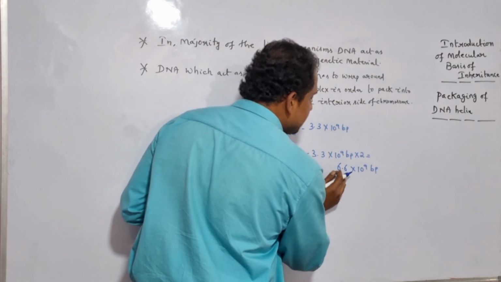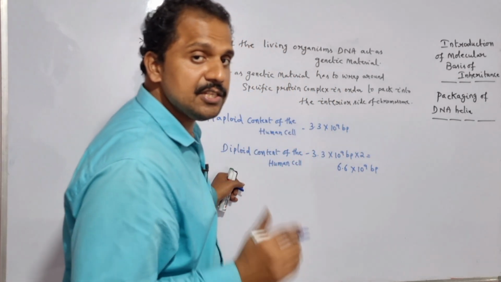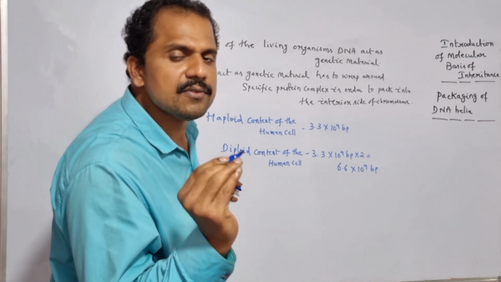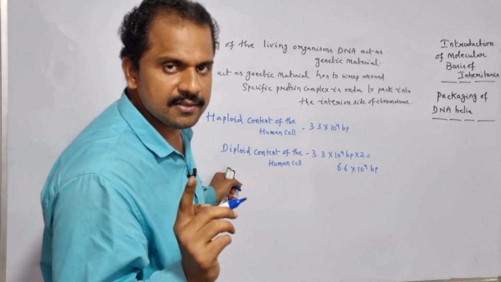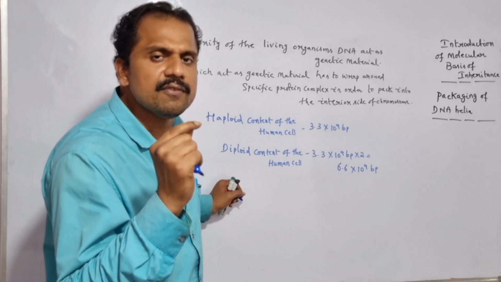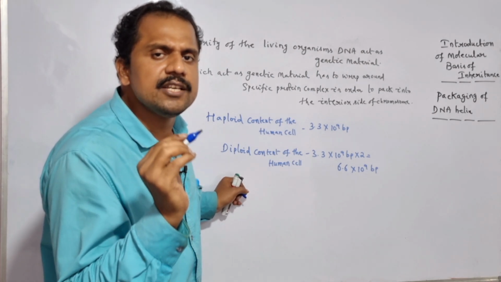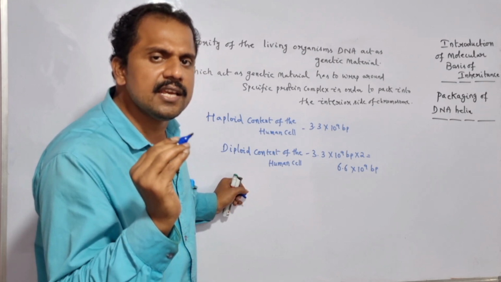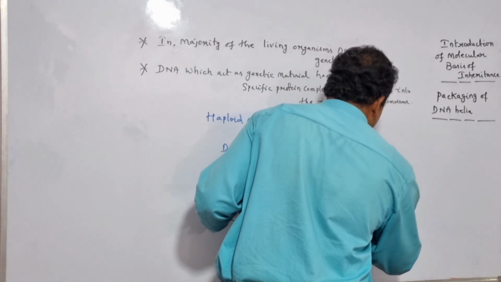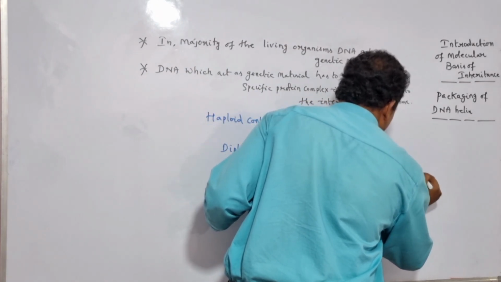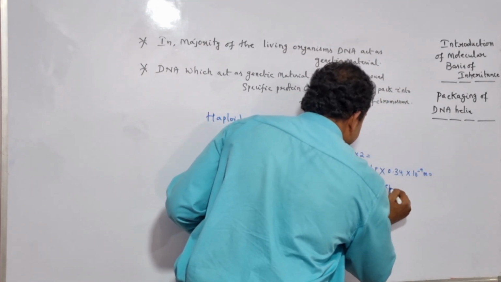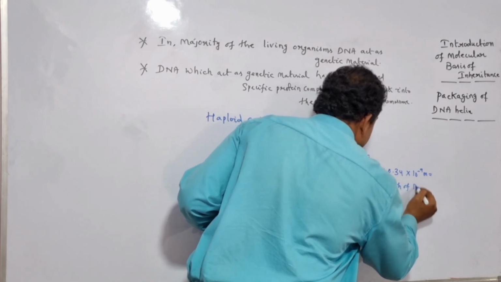So we need to multiply 6.6 into 10 to the power of 9 base pairs with 0.34. What is 0.34 here? It is the distance between two successive nitrogenous base pairs in the DNA double helix. Is it clear? The distance between two successive nitrogenous base pairs in one particular DNA double helix is 0.34 nanometers, or in other terms we can consider it as 3.4 angstrom units, that is 0.34 into 10 to the power of minus 9 meters. So we obtain 2.2 meters length of DNA.